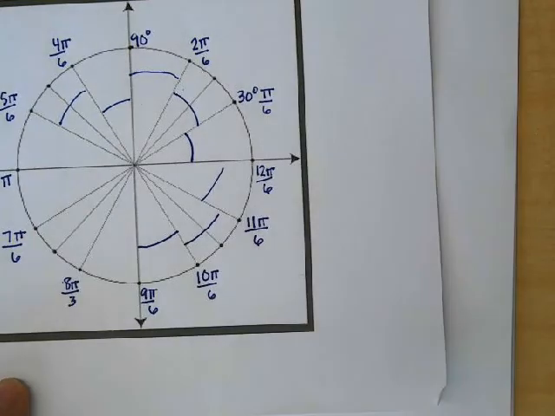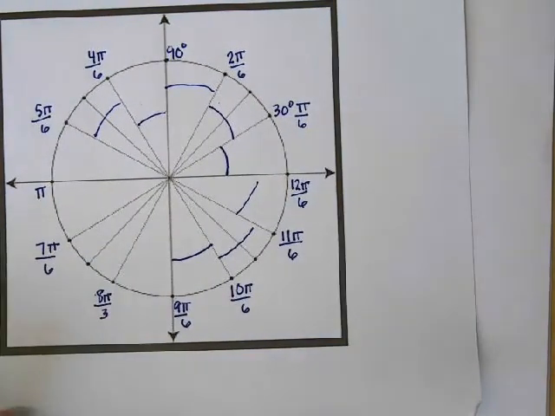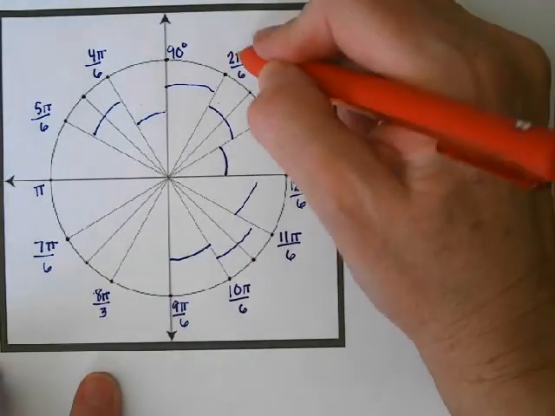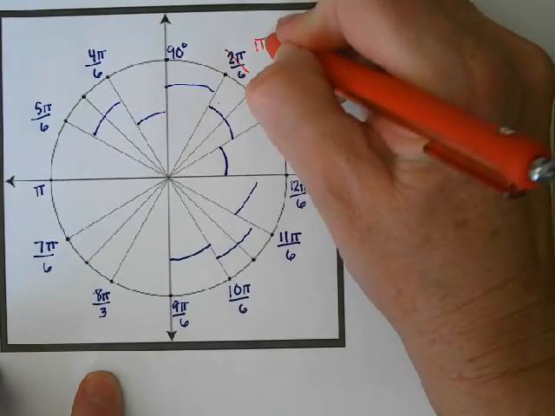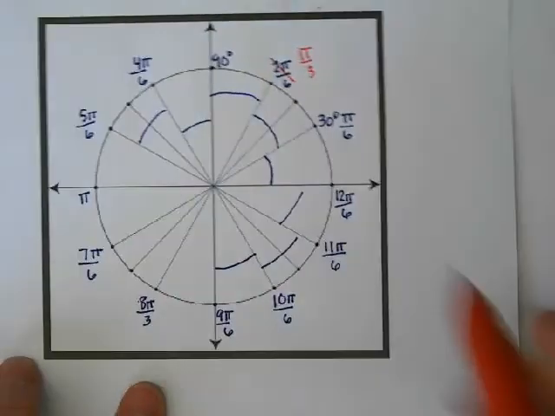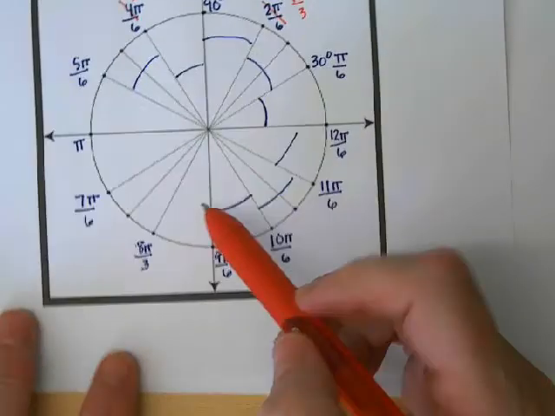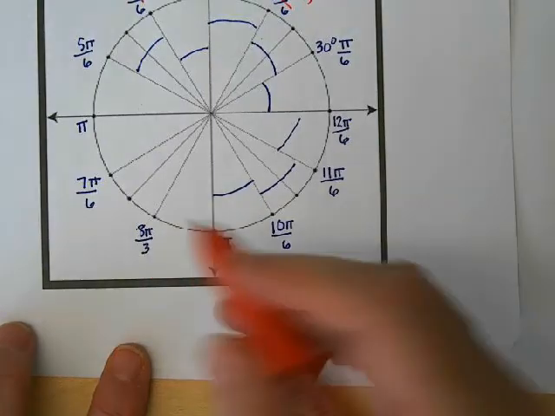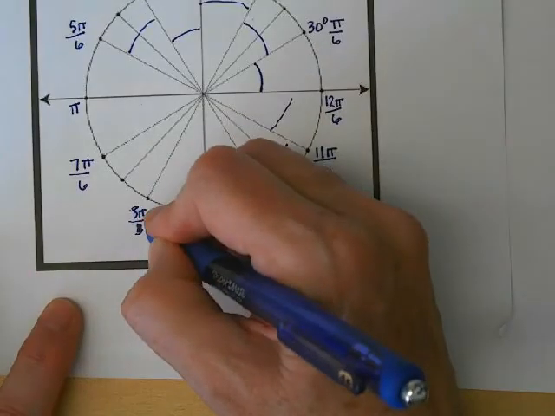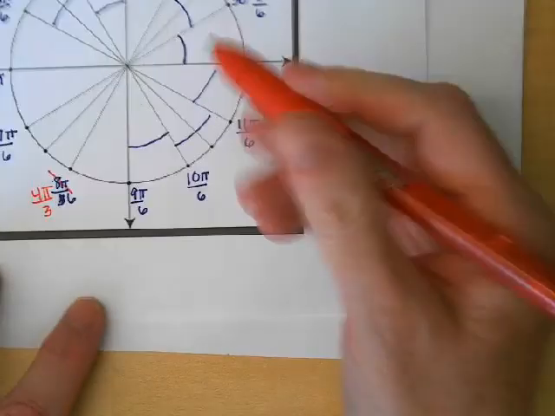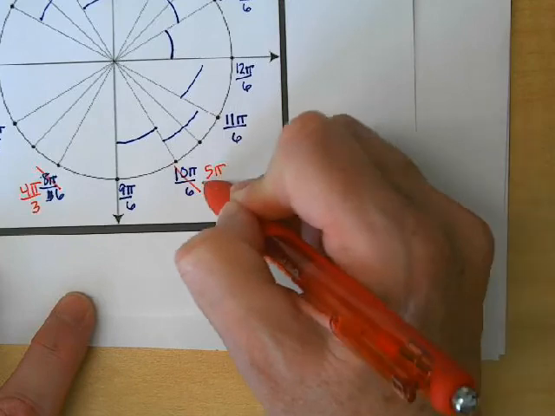Now you're thinking, wait a second, what are you doing there? You didn't reduce them. I didn't reduce them because I wanted you to see how we're just counting by 30 degrees. So I could come back over here, let me get a different color pen, and I could say that is just pi over 3. That is 2 pi over 3. That, oops, that should have been a 6 right there, is 4 pi over 3. And that is 5 pi over 3.